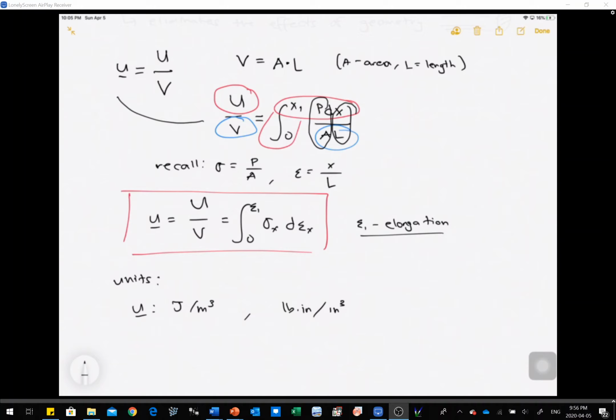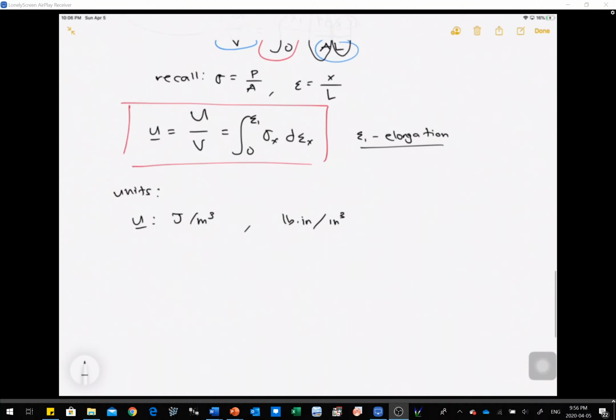Now, a strain energy density, so I'm going to write it here. Strain energy density and stress are dimensionally equal and can be expressed in the same unit.